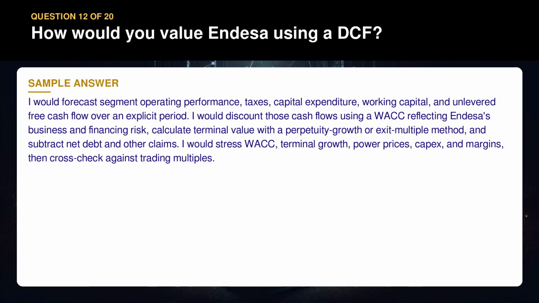I would forecast segment operating performance, taxes, capital expenditure, working capital, and unlevered free cash flow over an explicit period. I would discount those cash flows using a WACC reflecting Endesa's business and financing risk, calculate terminal value with a perpetuity growth or exit multiple method, and subtract net debt and other claims. I would stress WACC, terminal growth, power prices, capex, and margins, then cross-check against trading multiples.